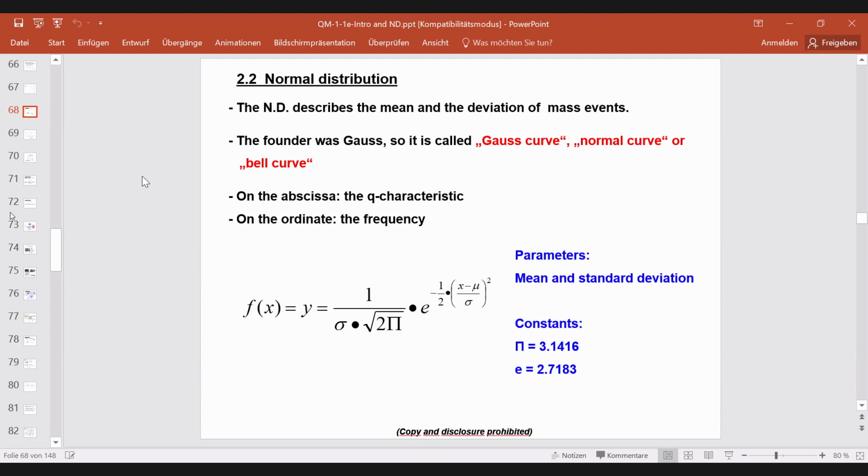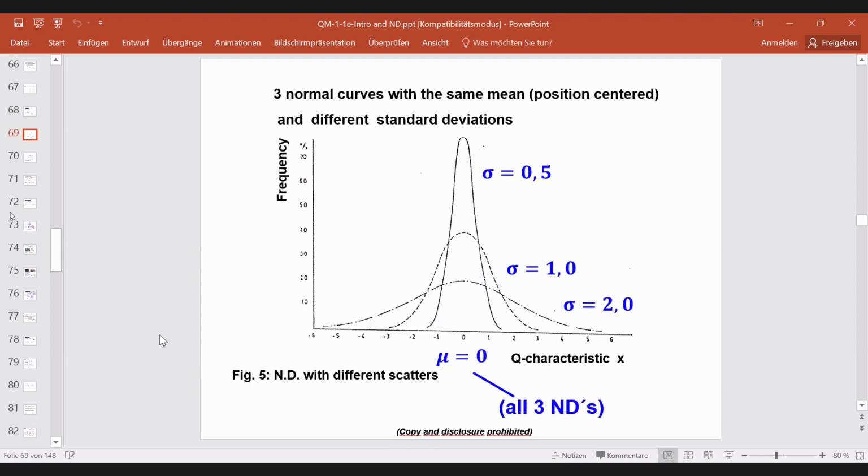Now the normal distribution regarding the whole population, we call it Gauss curve or normal curve or bell curve. And this is the equation for this bell curve, for this Gauss curve. And there are 2 parameters in it. It is the mean and the standard deviation. Mean here, the mu, and sigma is the standard deviation of the population.